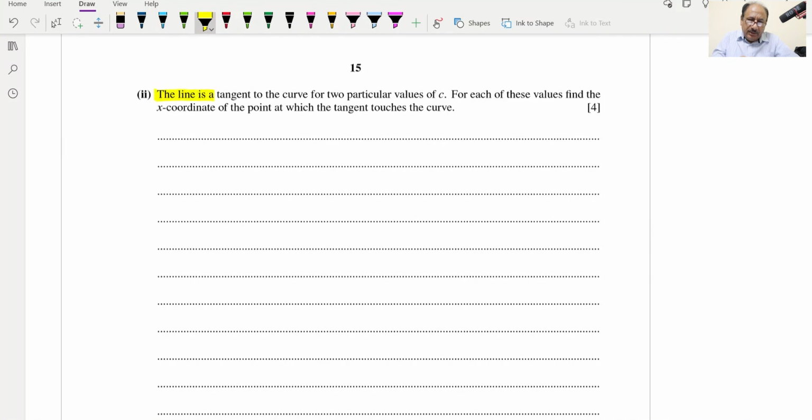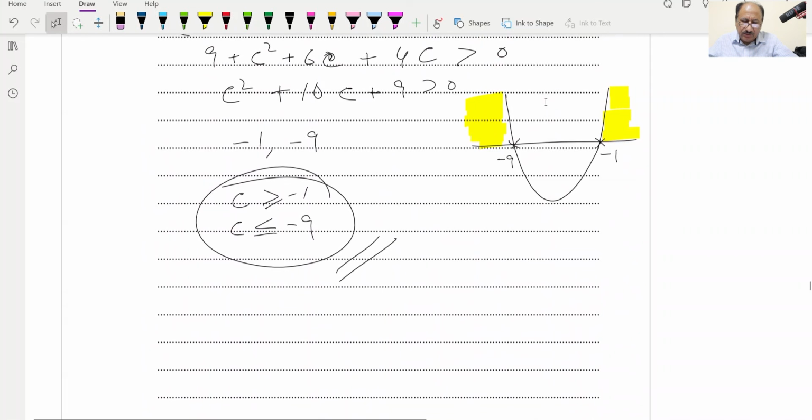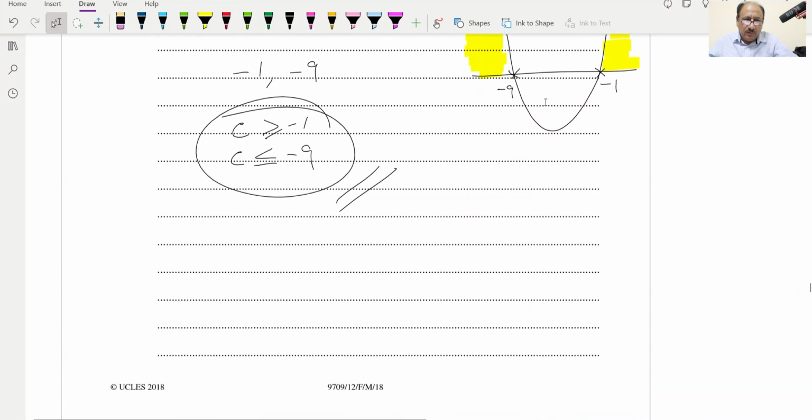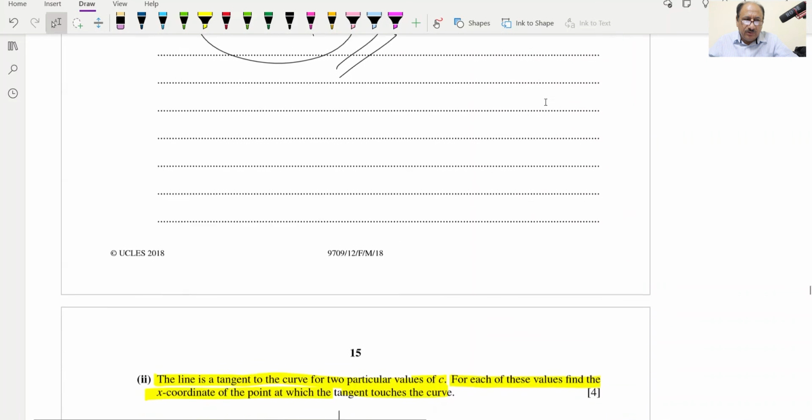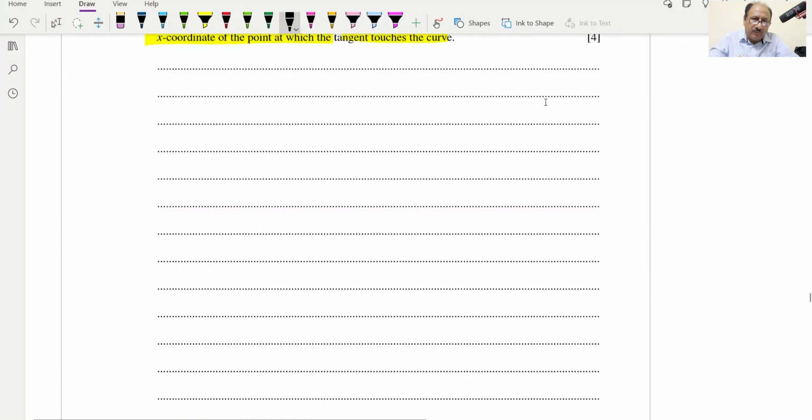Second part: the line is a tangent to the curve for two particular values of c. For each of these values, find the coordinates of the point at which the tangent touches the curve. Now, the c values are minus 1 and minus 9. So we can replace these values in the equation which we found in part 1.